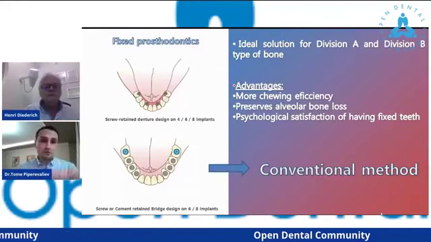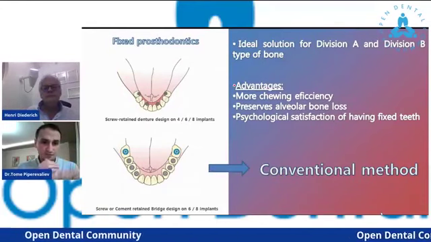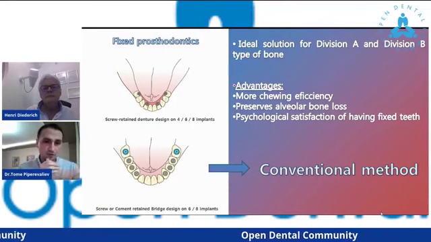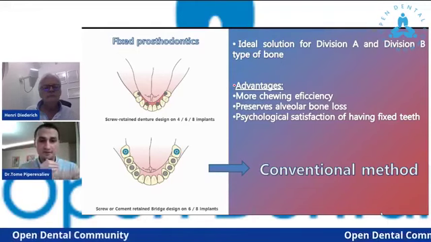In the group of fixed prosthodontics, there are screw-retained denture designs depending on 4, 6, or 8 implants, and the conventional approach of a screw or cement-retained bridge on 6 or 8 implants.